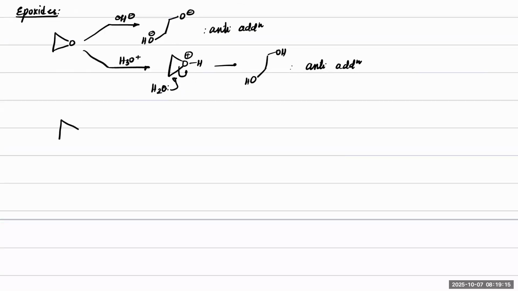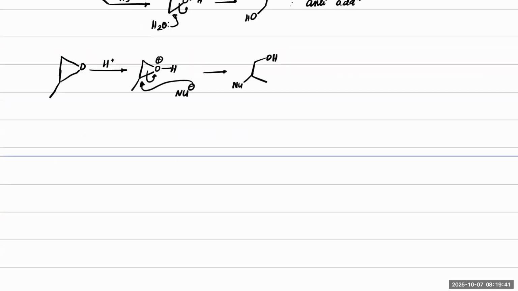The important point you need to remember is that when you have an unsymmetrical epoxide in acidic medium, first you will add an H plus here like this. Then the nucleophile which is attacking will always attack on the more substituted side, and that bond will break here. So usually it will always go for the more substituted side. And if you have basic medium, OH minus does not care; it will follow the simple SN2 mechanism and always attack on the least substituted side like this.